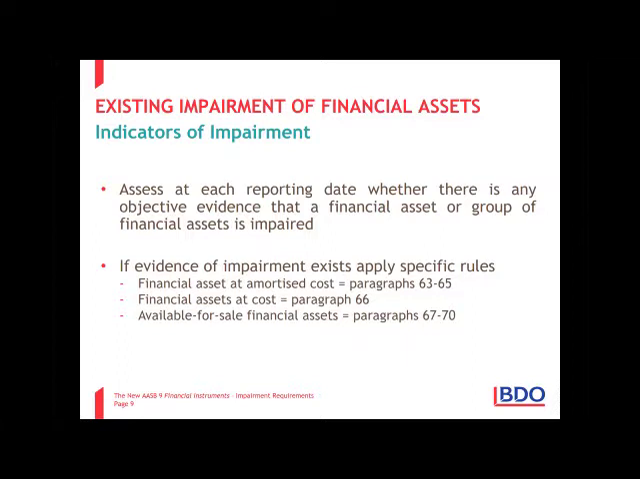So if you've got financial assets at amortized cost, so that would be loans and receivables and held to maturity, you apply the rules in paragraphs 63 to 65. If you've got a financial asset at cost, you apply the rules in paragraph 66. And if it's available for sale financial assets, you apply paragraphs 67 to 70. And remember, these are still the current requirements.